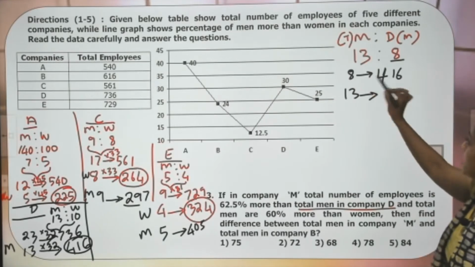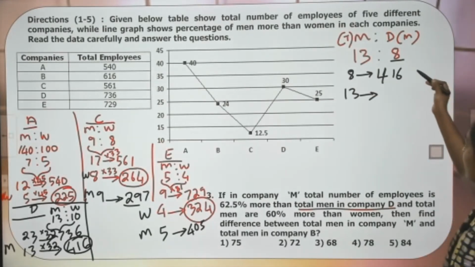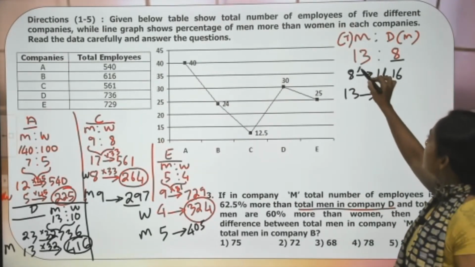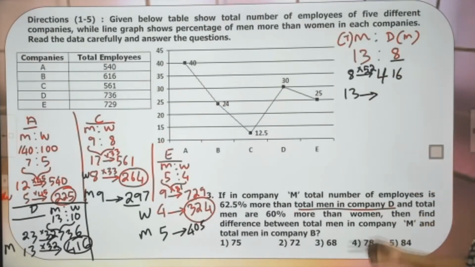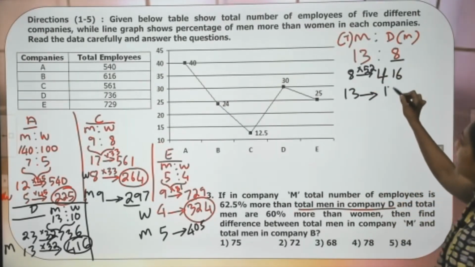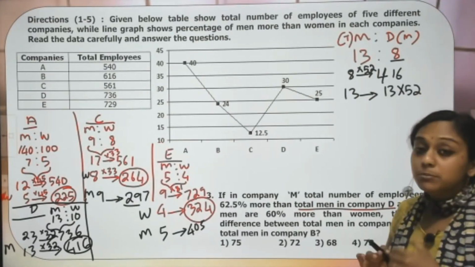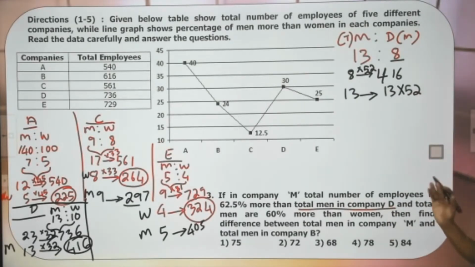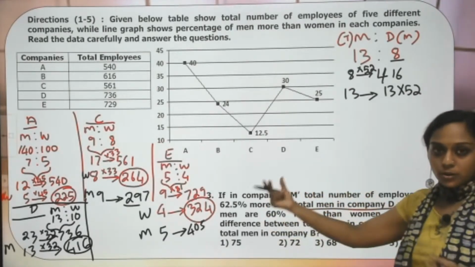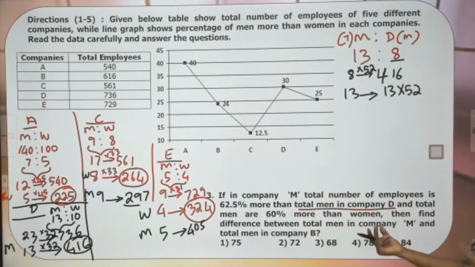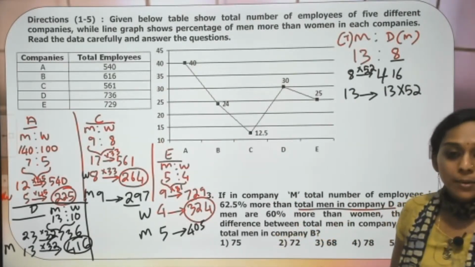So what is the relation here? 8 and 416, so that is into 52. 8 into 52 is 416. So I am just writing here that 13 into 52 will give you the answer. The total number of employees in company M will be 13 into 52. I am not solving it now. Next, the total men are 60% more than women. This statement belongs to company M. You are going to find the number of male and female employees in company M.